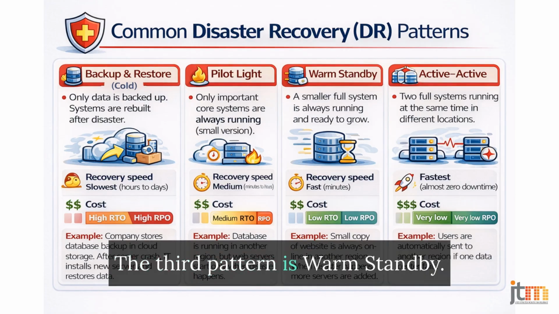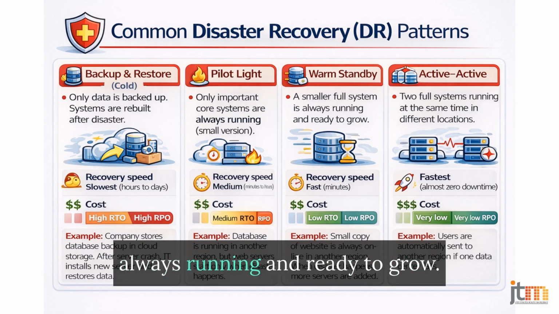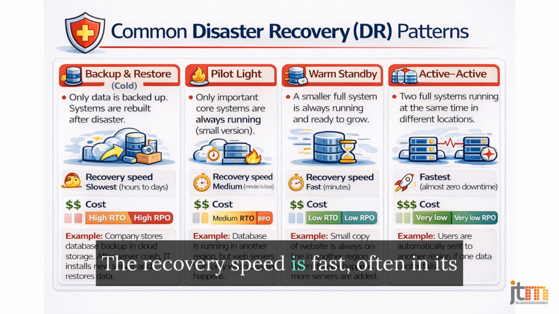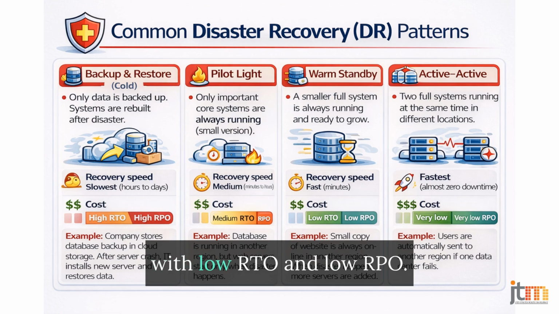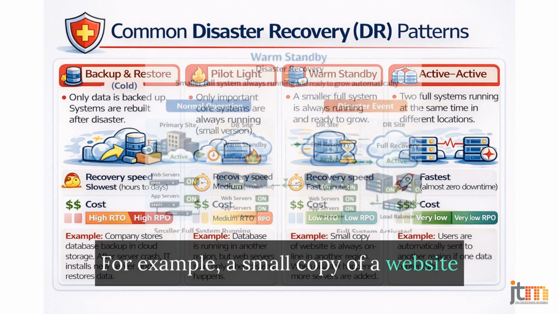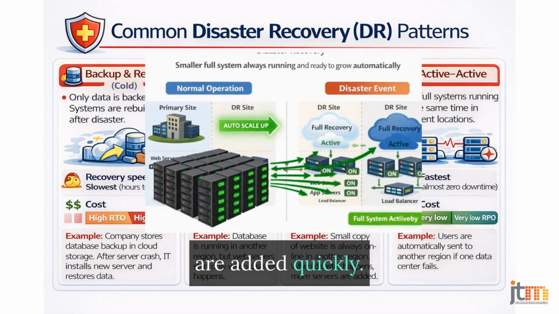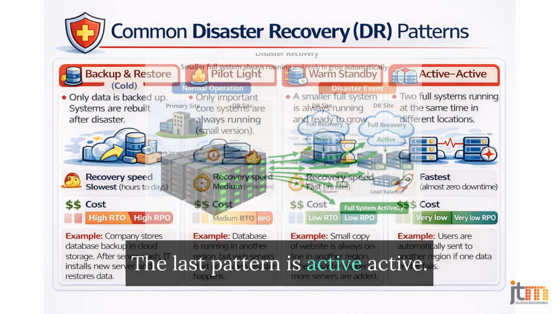The third pattern is warm standby. In this model, a smaller full system is always running and ready to grow. The recovery speed is fast, often in minutes, with low RTO and low RPO. For example, a small copy of a website runs in another cloud region, and when disaster happens, more servers are added quickly. The last pattern is active-active.